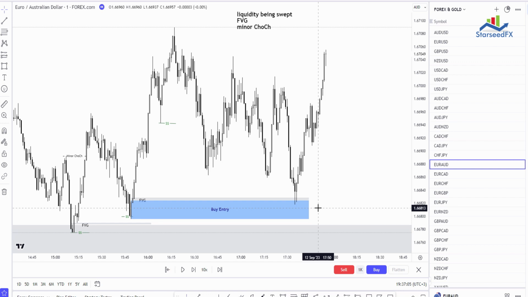But for this video, I wanted to show you that we can trade the fair value gap, and it has exactly the same setup as when we trade the order block alert. Okay guys, I really hope you enjoyed that video and the setup was easy for you to understand. If you follow this setup, I assure you, you will have more profitable trades. It's easy. Again, liquidity being swept, fair value gap, and minor chop.